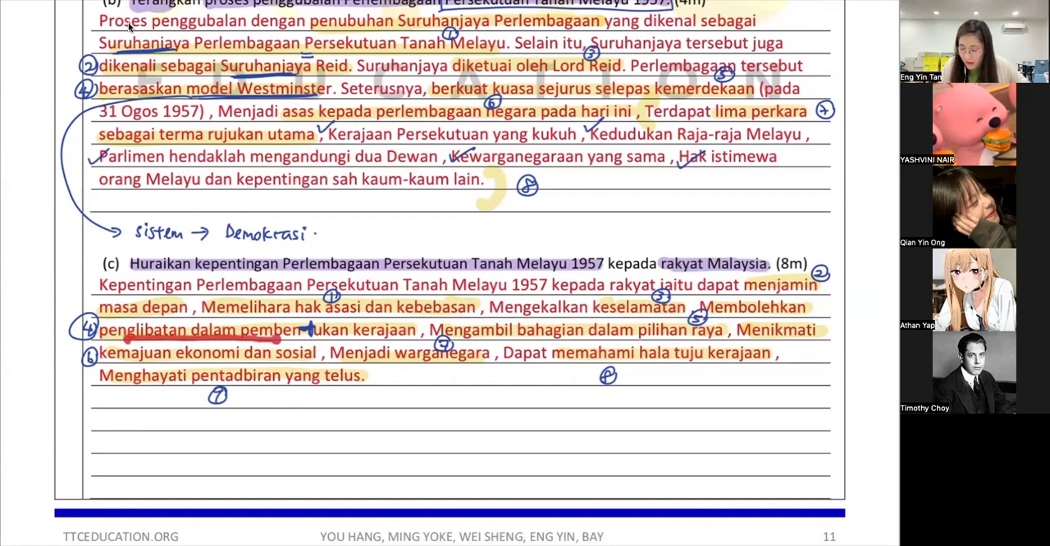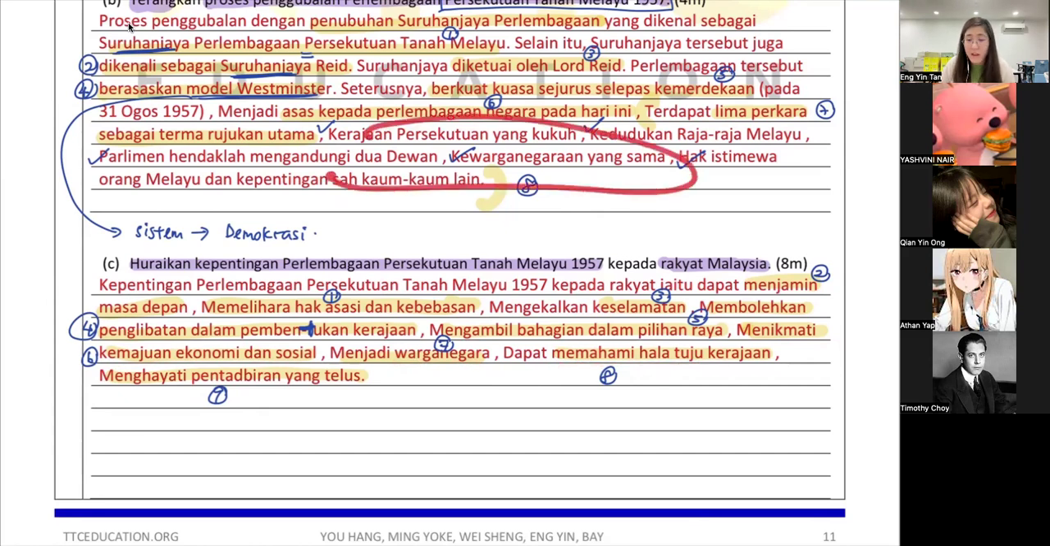Membolehkan penglibatan dalam pembentukan kerajaan. This one, yes, the law mentioned that we citizens have the rights to vote the government, everything, so we can involve in the government. So you can elaborate by saying that we take part in the what? Pilihan raya. The law says so. You see, the law got mentioned. Menikmati kemajuan ekonomi dan sosial. We start to enjoy the benefits, the improvement, and then we become the warga negara because the law got mentioned the citizenship. And based on the law, you can understand the hala tuju. Hala tuju means like the direction.